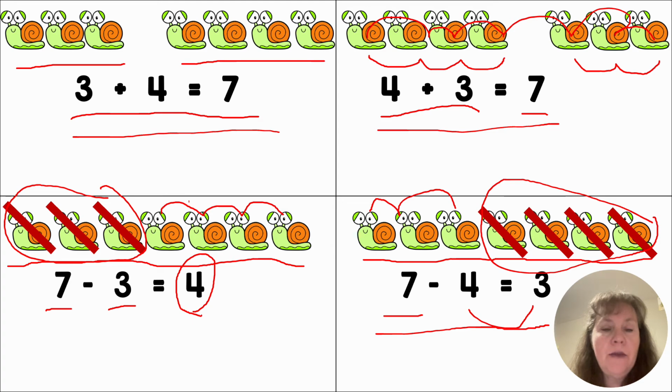So same thing, our 3, 4, and 7 are all related. So we can have the 3 plus 4 equals 7. 4 plus 3 equals 7. Switching that 3 and 4 for our addition equations. And then we have 7 take away 3 equals 4. 7 take away 4 equals 3. So we can just switch those numbers around because they're related. In each box, you can see that there's 7 snails. So the total number of snails never changed.